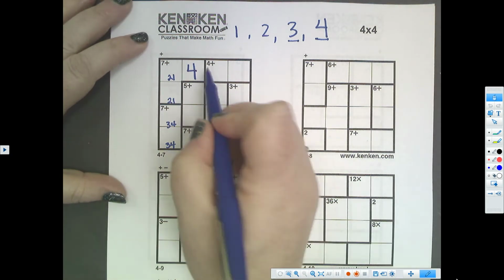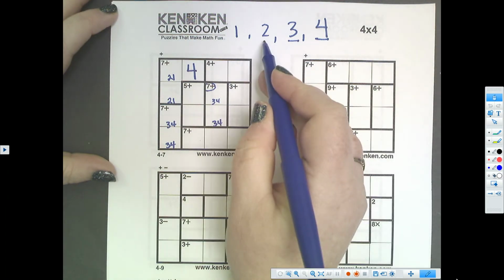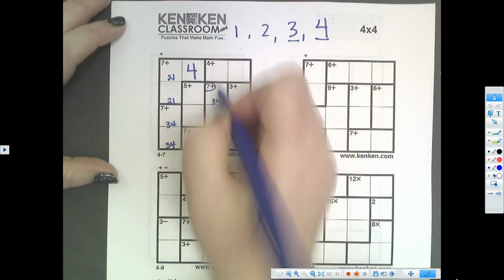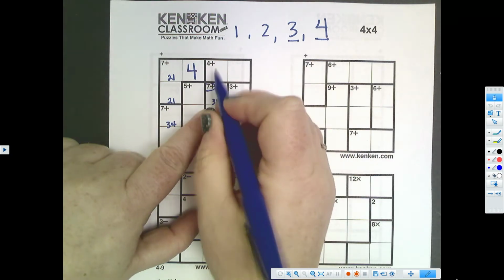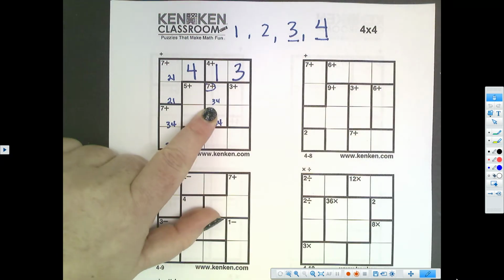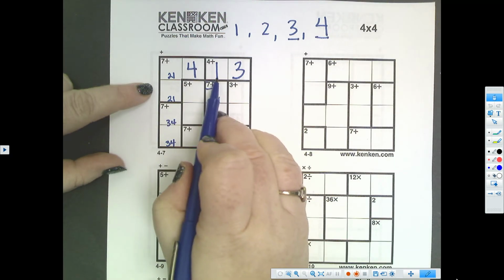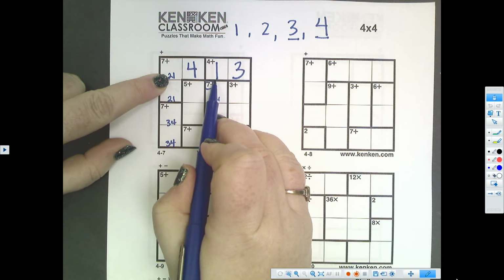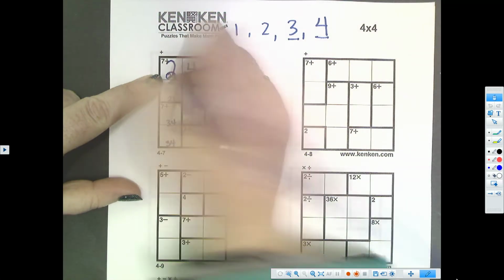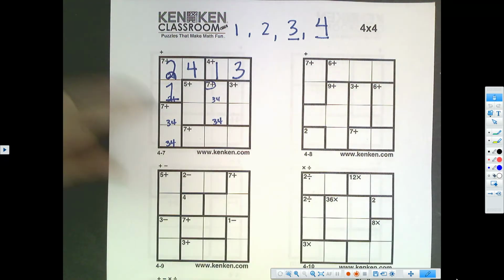So now with 4, I can't duplicate, so I can't do 2 plus 2, but I can do 3 plus 1. Because I have to put a 3 in this column, the 3 has to go here, and the 1 has to go here. Because I put a 1 here, I can't put a 1 in this top left box. So this one would have to be a 2, and this one has to be the 1.